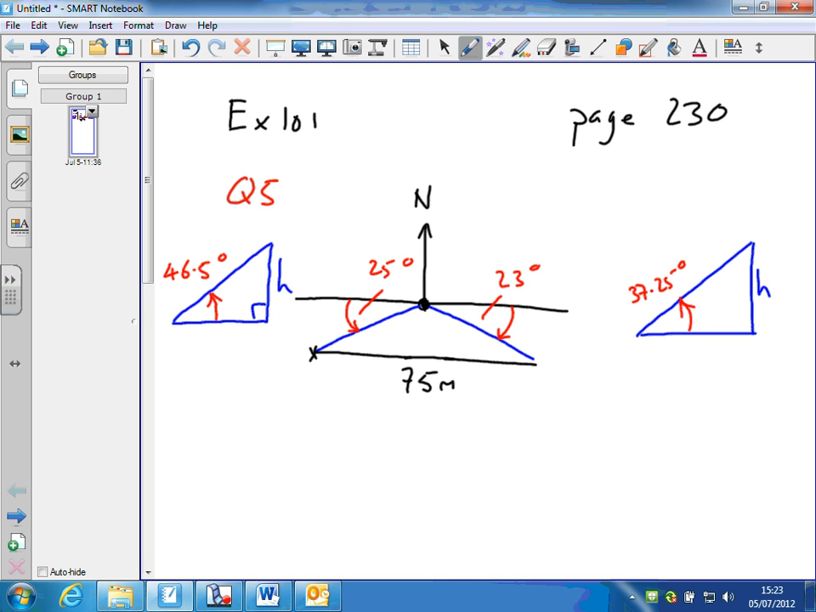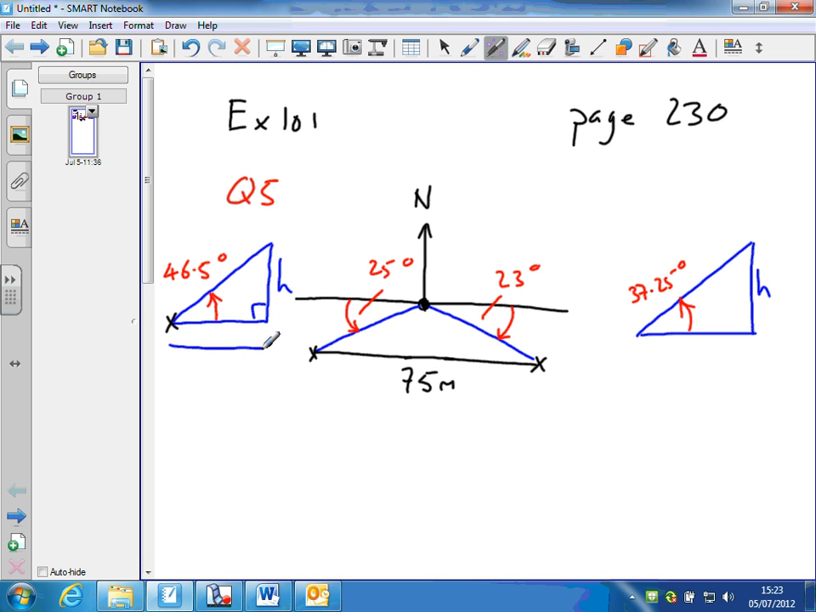who's west and then 25 degrees south, and then another observer over here who is east and then 23 degrees south. So in these positions marked with the cross, they then measure the angle of elevation. So this cross here, we've got an angle of elevation of 46.5 degrees. That's this one.